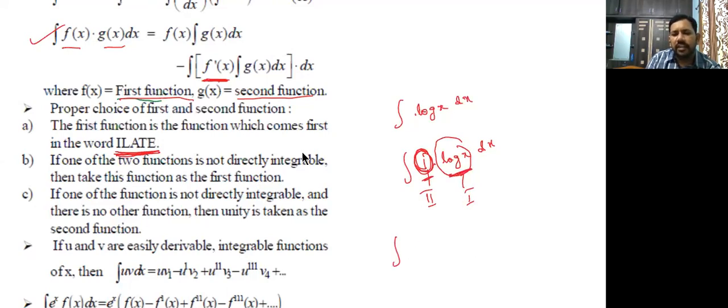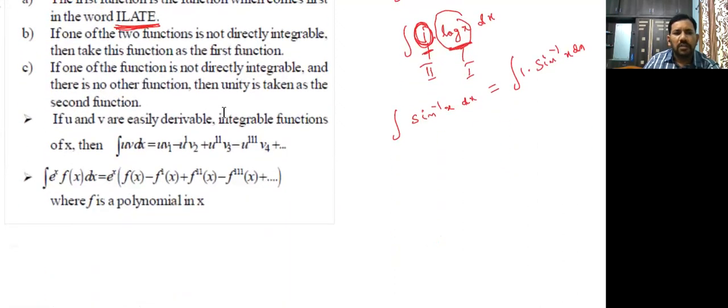And integration sine inverse x, derivative of sine inverse x formula is there. Integration sine inverse, there is no formula. That's why you can take 1 into sine inverse x dx. Then apply the integration by parts.